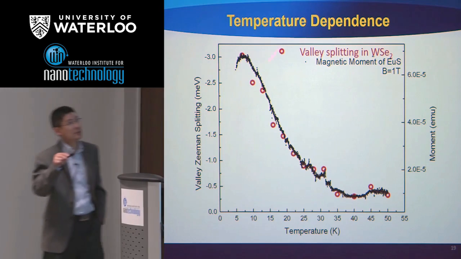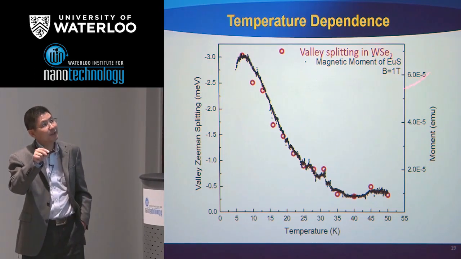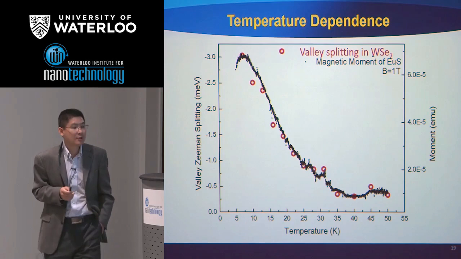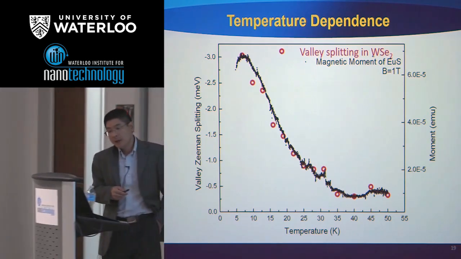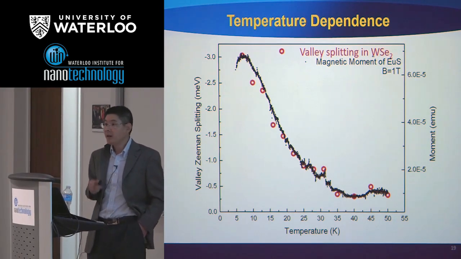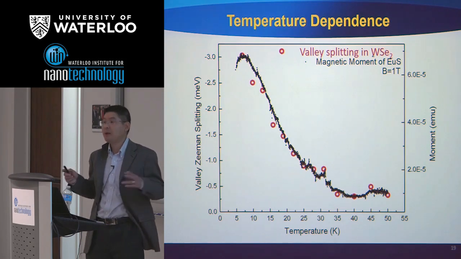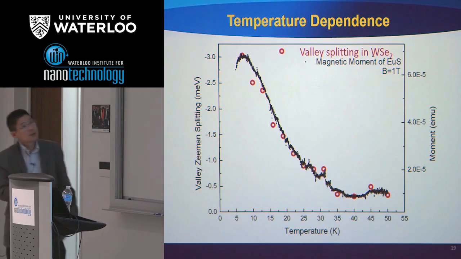So we also measured the valley energy splitting as a function of temperature at a fixed magnetic field, and compare that to magnetization as a function of temperature, and we also see this one-to-one correspondence. Okay? Next, we need to understand where this valley splitting comes from and how that's different from the effect from the external field.